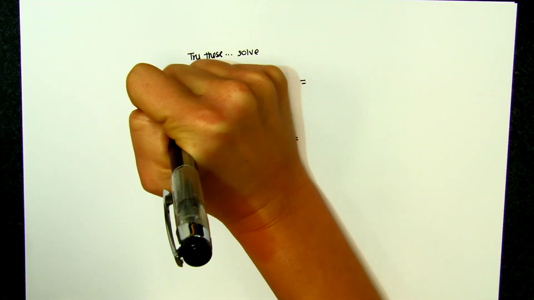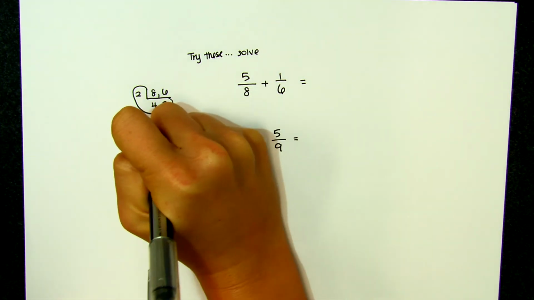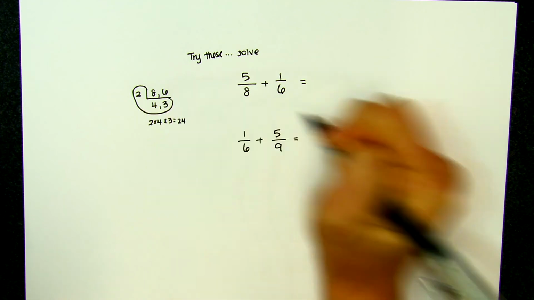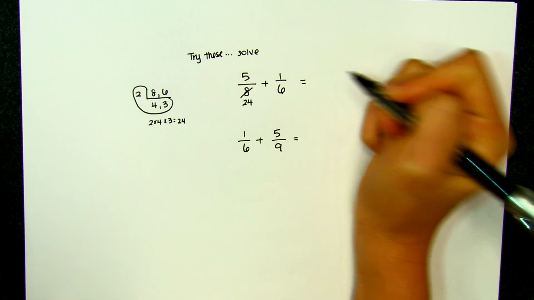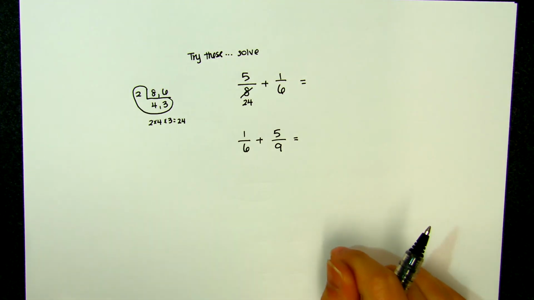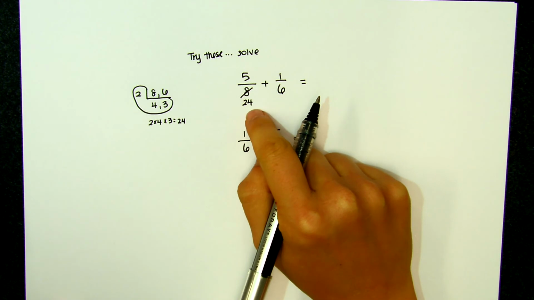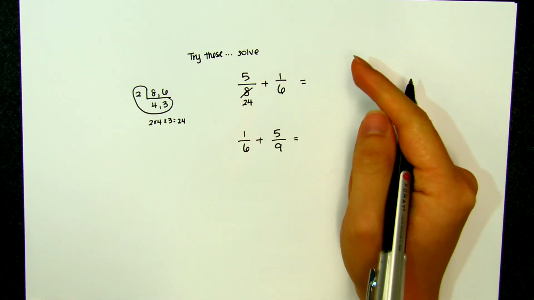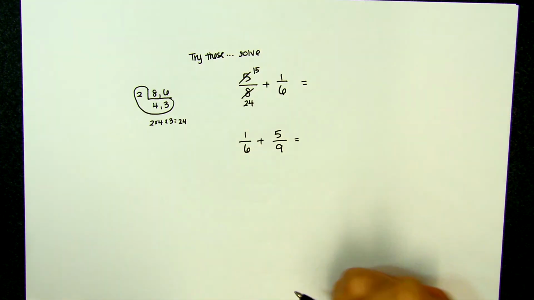And as you notice, it kind of looks like an L. Okay? And I need to multiply 2 times 4 times 3. That is 24. So I need to change 8 to 24. In order to change 8 to 24, I have to multiply by 3. 8 times 3 is 24. Whatever I do to the bottom, I do to the top. So what's 5 times 3? The answer is 15. So this is 15 over 24.